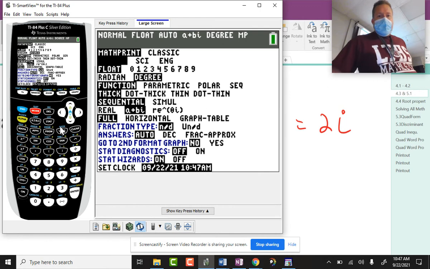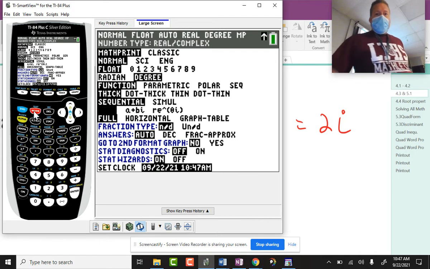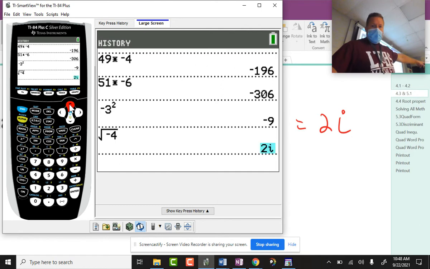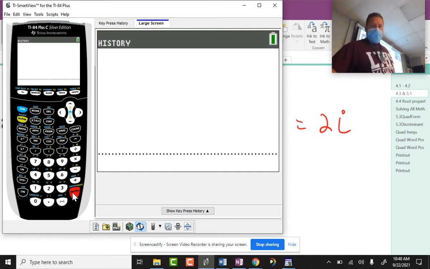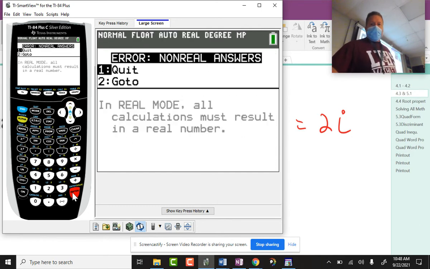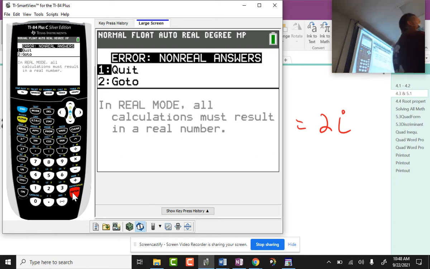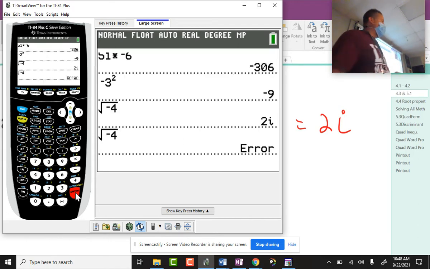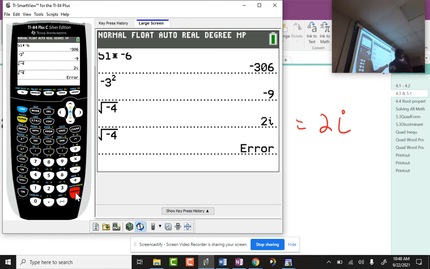Mode. Let me go to real and show you what it does when I have it in real mode. Second quit. I should have the time for this. What time do we get out of here? What's the screen say? 11:08. I think this says not a real answer now because I'm in real mode and it's not real, right? So notice how that happened when I got out of A plus BI mode. But I did want to show you that that's a thing, all right? And that's what's going on there.